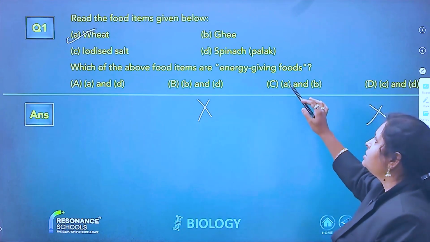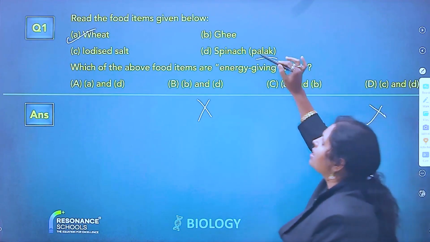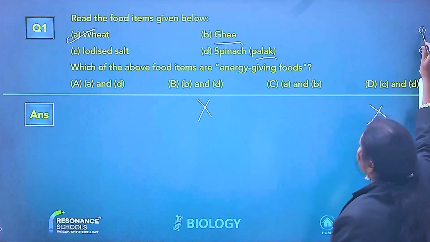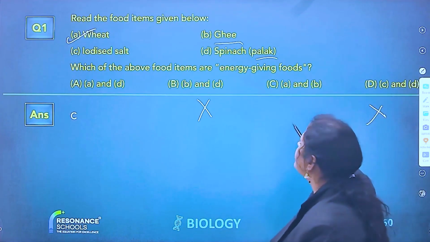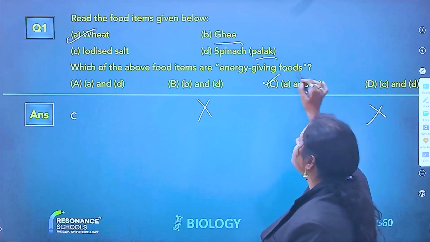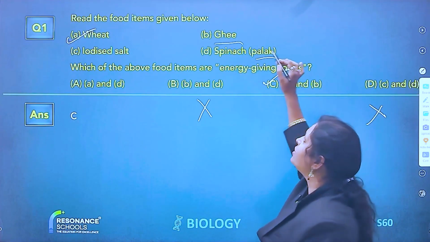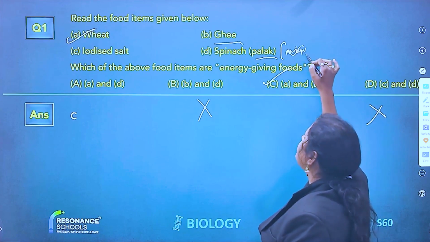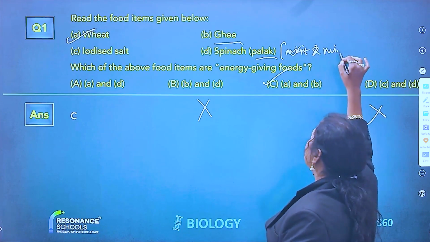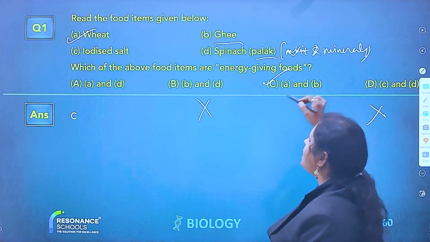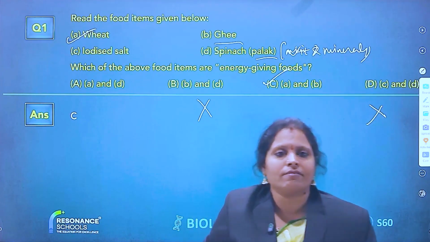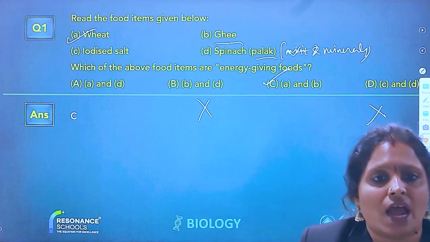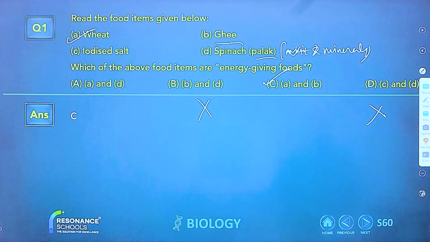Now tell me, is spinach an energy giving food or is ghee an energy giving food? Spinach is not an energy giving food. Spinach is a micronutrient; basically it gives vitamins and minerals. So spinach won't come under the answer. Whoever has given the answer C, they are correct. Very good. A and C.